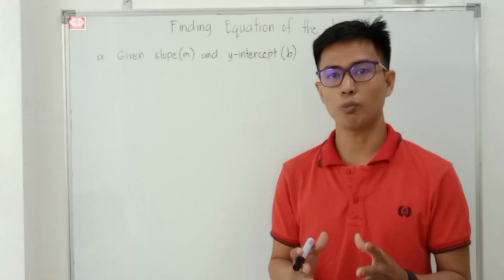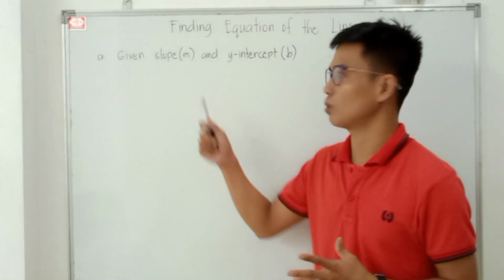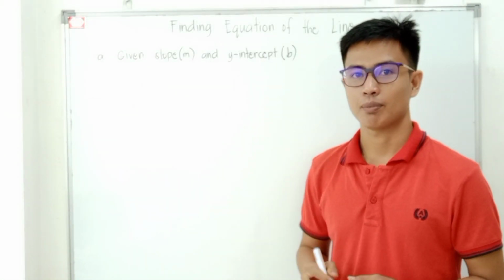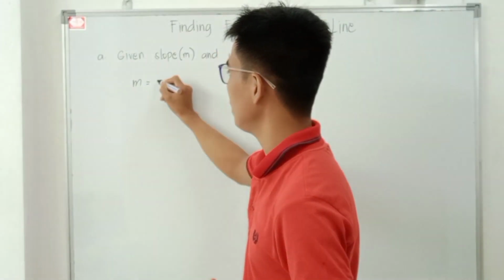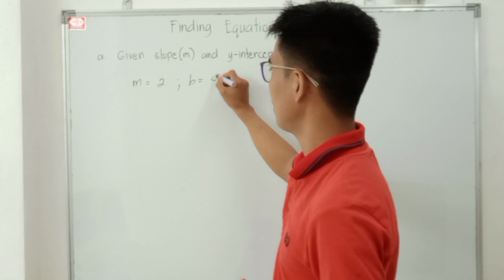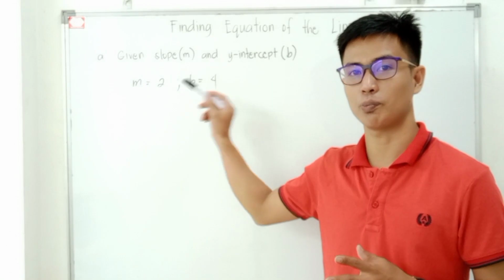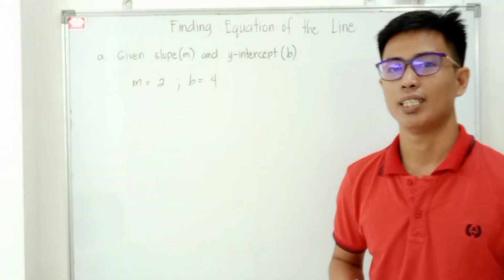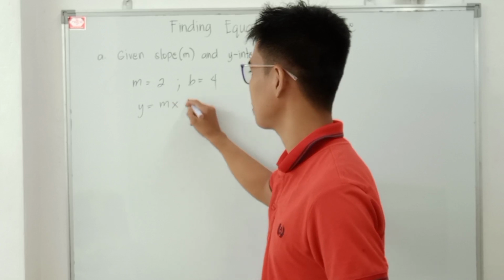given yung slope and y-intercept. So in finding the equation of the line, given the slope, which is denoted by m, and the y-intercept, which is denoted by b, ganito lang natin siya gagawin. So let's have the example. Let's say the slope is 2, and y-intercept is 4. So paano natin hahanapin yung equation given yung slope and y-intercept? So in determining the equation of the line, ang ginagamit nating formula is y equals mx plus b.